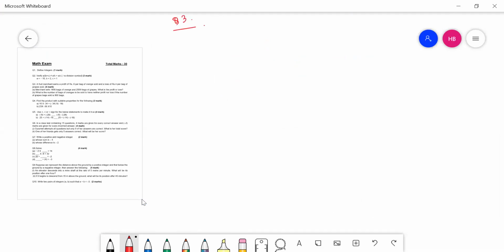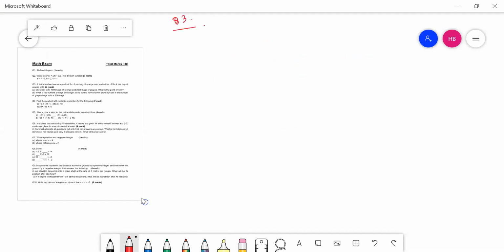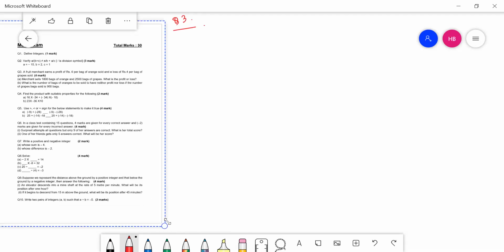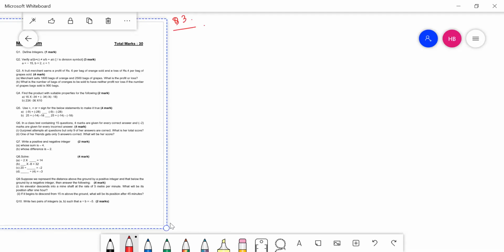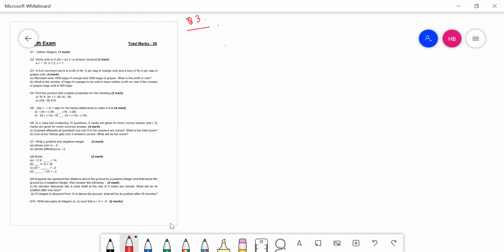Question number 3. I want all of you to write the given. What is the given in this question? A fruit merchant earns a profit of rupees 6 per bag of orange sold. So for 1 bag of orange sold, how much profit is he making? I'm denoting profit with plus, and I will write 6 rupees per bag. So he's gaining a profit of rupees 6 per bag.